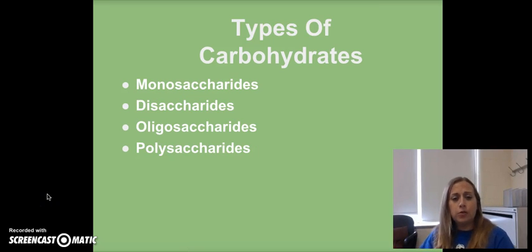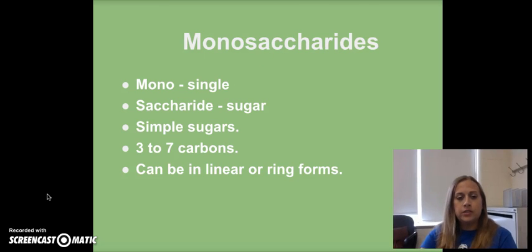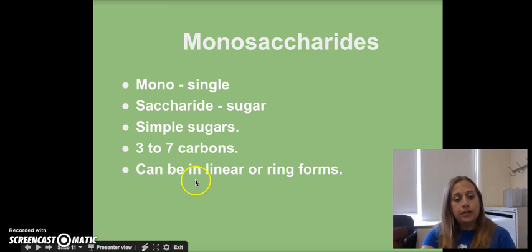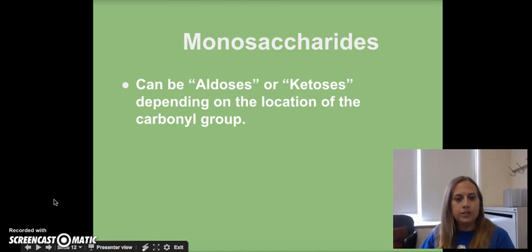So we're going to talk about four different types of carbohydrates. We'll start with the simplest, which are the monosaccharides, then disaccharides, oligosaccharides, and finally polysaccharides. So monosaccharides, mono meaning one, saccharide meaning sugar. So these are going to be very simple sugars and they'll contain about 3 to 7 carbons. And these can actually be linear, so it can be a carbon chain, or they can be in ring form. It'll actually look like a ring when you see it.